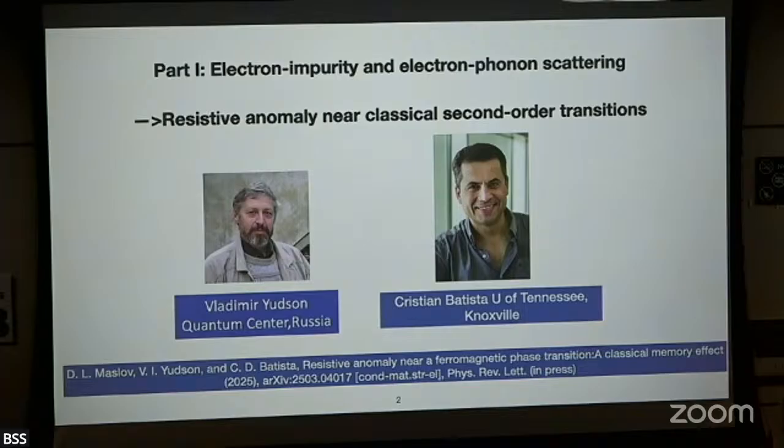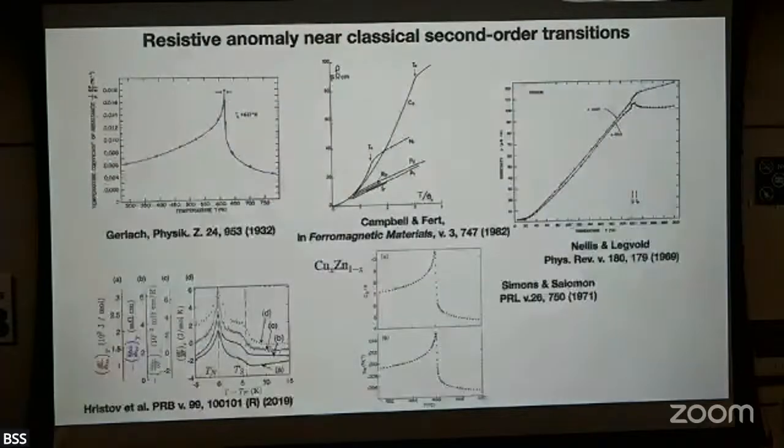Okay, so what is this resistive anomaly? Just a flash of slides. The subject starts in 1932, when Walter Gerlach, the same Gerlach from Gerlach and Stern, observed that the resistivity of nickel has a very well-defined feature when you go through TC between the ferromagnetic and non-ferromagnetic phases. What's shown here is actually d rho dT to make it more pronounced, and you see a sharp cusp. Since then, the subject has been studied to death.